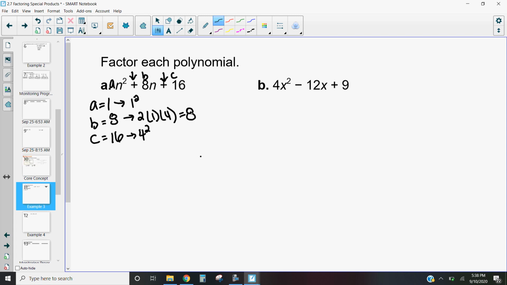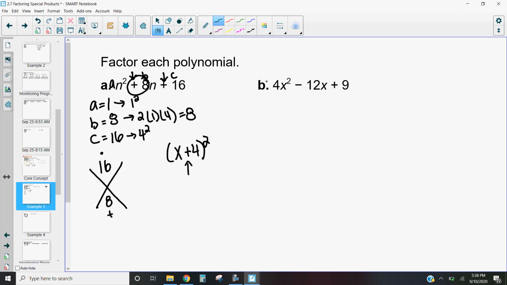So instead of writing this and doing my x method, where I find what numbers multiply to 16 and add to 8, I know that this is going to end up being (x plus 4) squared. And the reason I know it's going to be plus is because our 8 was positive.